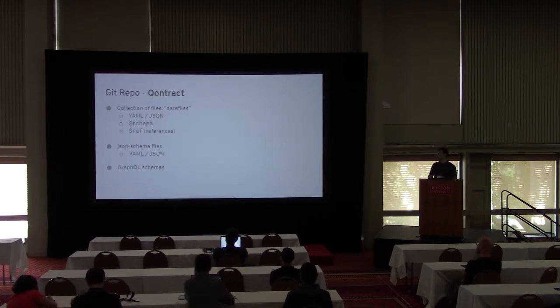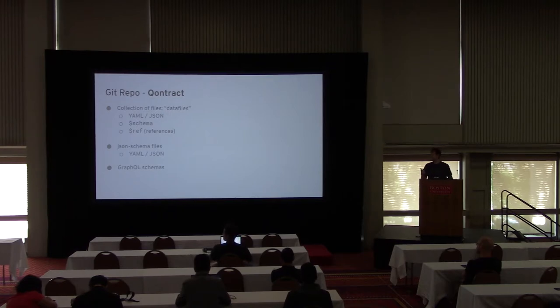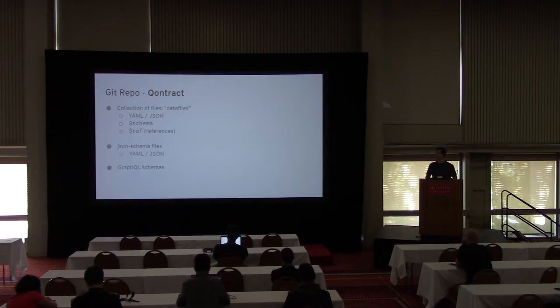So we've made a bunch of assumptions about what's in the Git repo. And the Git repo has to satisfy the requirements that Qontract server imposes. It has to have a collection of data files, and its data file has to be YAML or JSON. It has to have a key, which is a schema, which points to a file which validates it. And if you want to reference another file, you simply define a key, which is $ref, and the path to the other file, the relative path to the other file. And that's it. That's all you need to do.